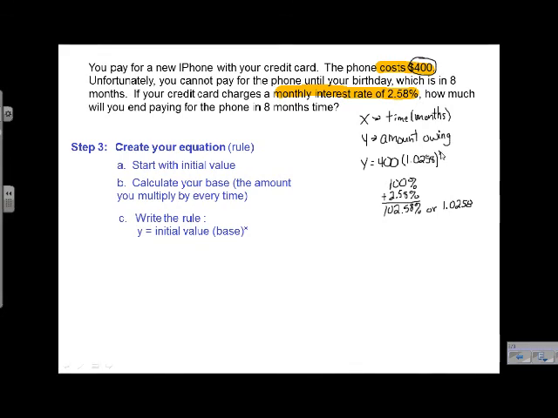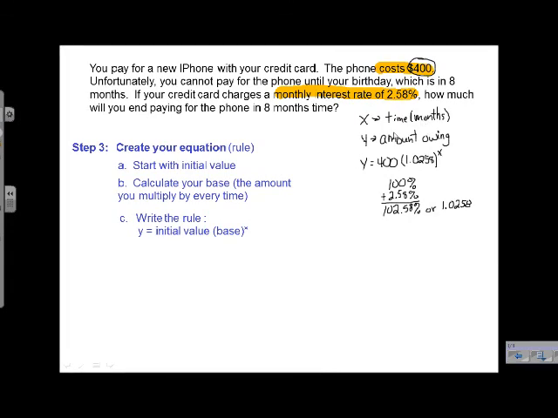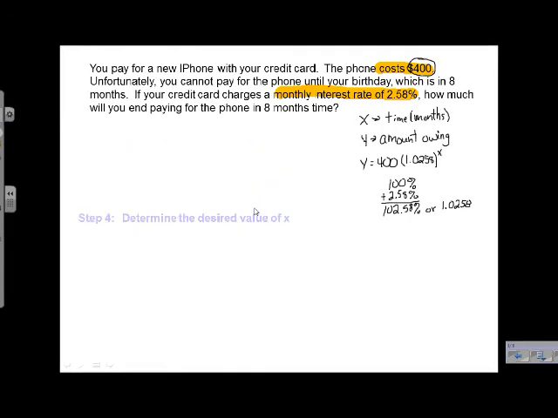And what that means is that we basically start with the $400 of the cost. We're going to multiply by 1.025, so 100% plus the 2.5% interest. And we're going to do that for every month that we have to wait before we can pay the credit card. So let's look at our next step here.